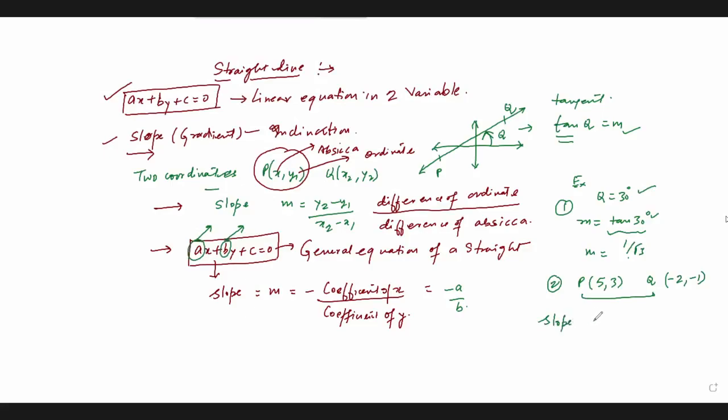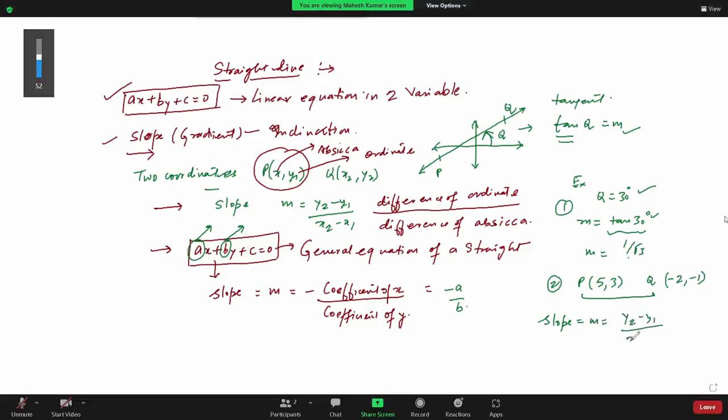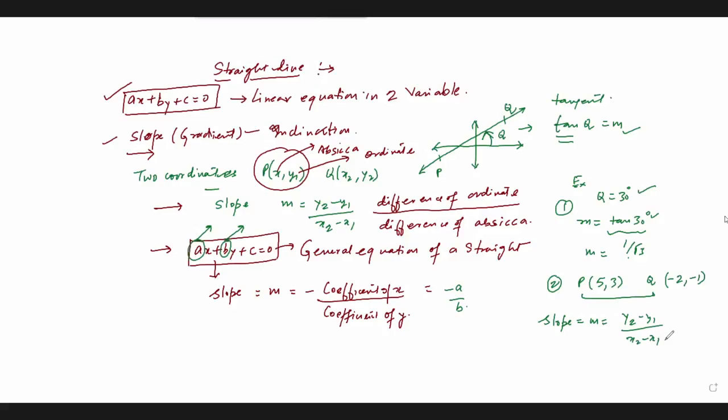According to the formula, my slope m is equal to y2 minus y1 divided by x2 minus x1. You have to decide what will be my x1, y1, x2 and y2. Let us take this point as x1, this as y1, this is my x2, this is my y2. So the slope is -1 minus 3 divided by -2 minus 5, which equals -4 upon -7. So m is equal to 4 by 7.